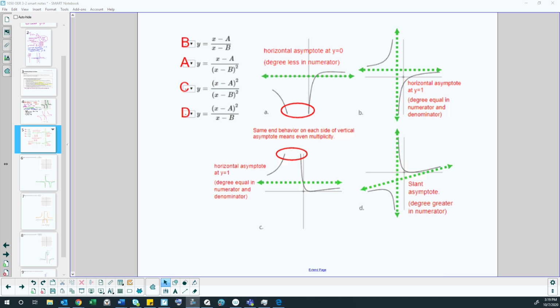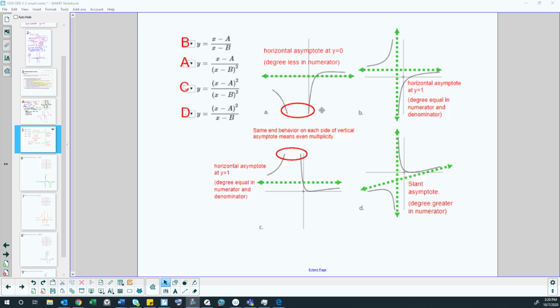Before we go on to example 2 in 3.2, I want you to see a little bit about how the multiplicity of zeros of each of our polynomials in a rational function will affect the graph. So instead of it being a touch or cross the x-axis type of situation, it helps us determine what direction the branches of the graph are going. So let's look at each one of these.